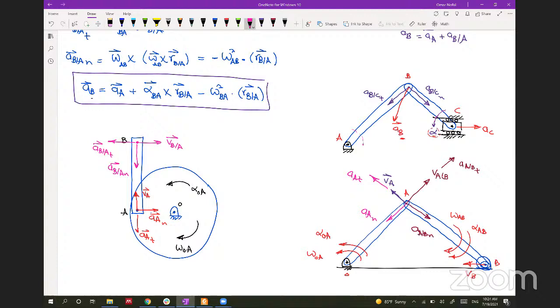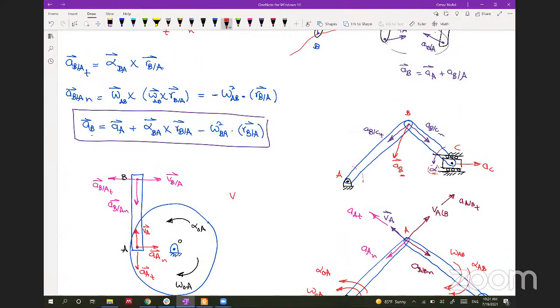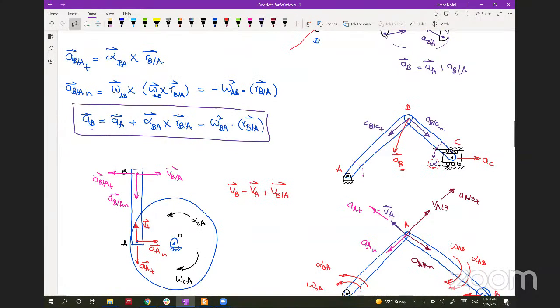So what if I want only VB? How can I get it? Right now, we can write that VB will be equal to VA plus VB with respect to A. We have VA going up, and VB with respect to A going in the positive i direction. So this is VB with respect to A, and this is VA, so this will be VB. VB will be something here, and I need to solve the problem to determine the exact direction.